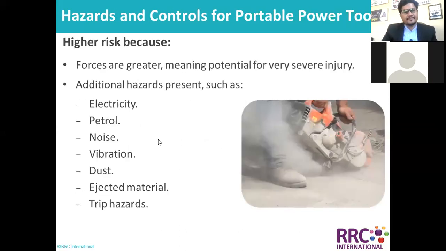hazards and controls. Now, hazards and controls for portable power tools: some are high risk because forces are greater, meaning potential for very severe injury. Additional hazards present such as electricity, petrol, noise, vibration, dust, ejected material, and trip hazard as well. Look at the picture, because the heavier the tool, even in the shape of portable power tools, definitely the higher the risk, like electricity, petrol, noise, vibration, dust, ejected material, and trip hazard.